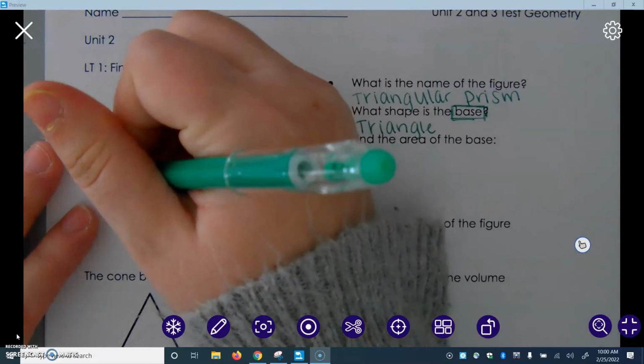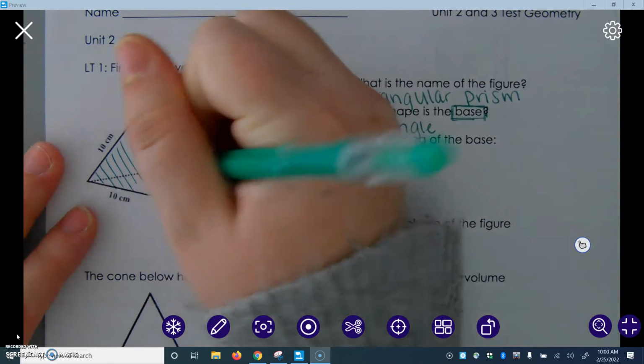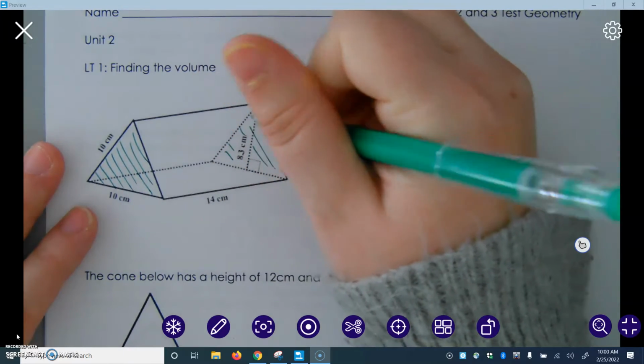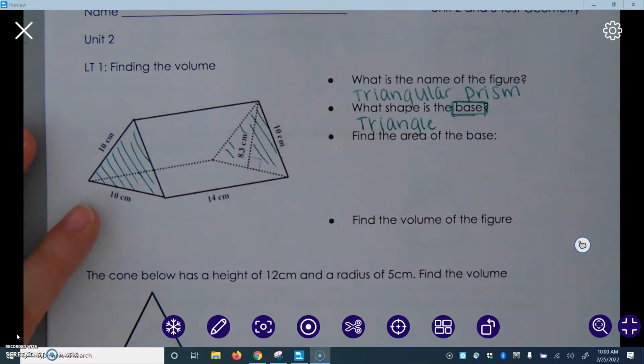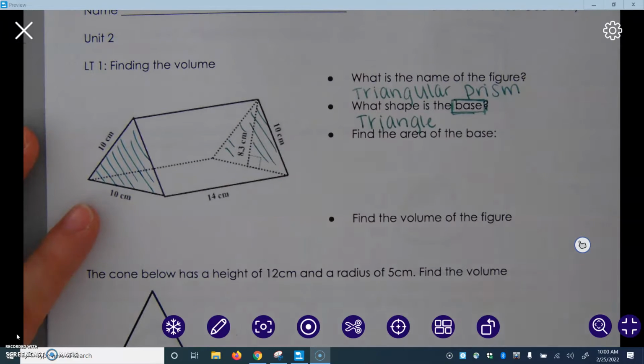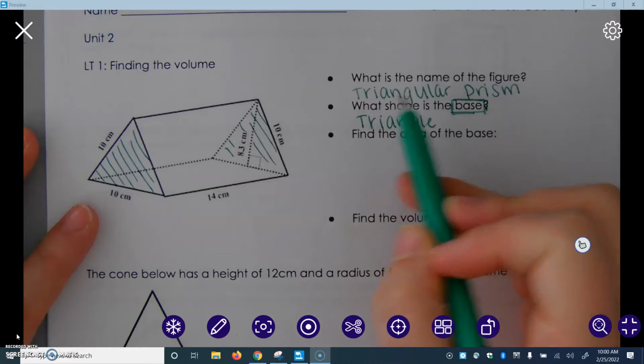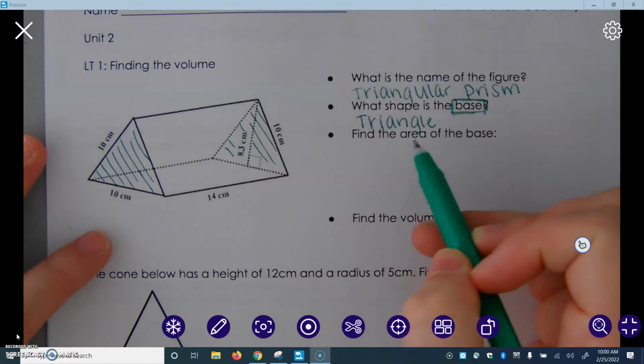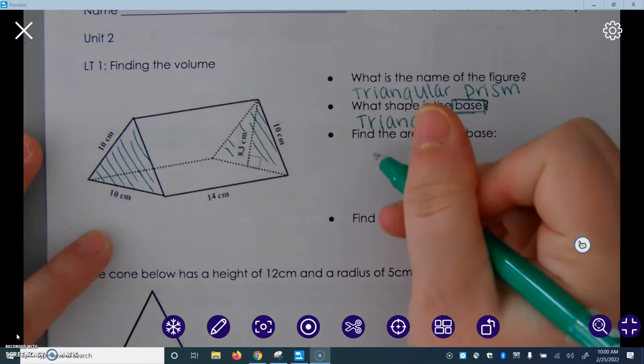The base is a triangle because I have two of them that are parallel. So the two shapes that are parallel, one is the top, one is the bottom, one is the front, one is the back, or one is the left, one is the right. That's the shape of your base, and that's the name of the figure as well. So I have to find the area of that triangle.